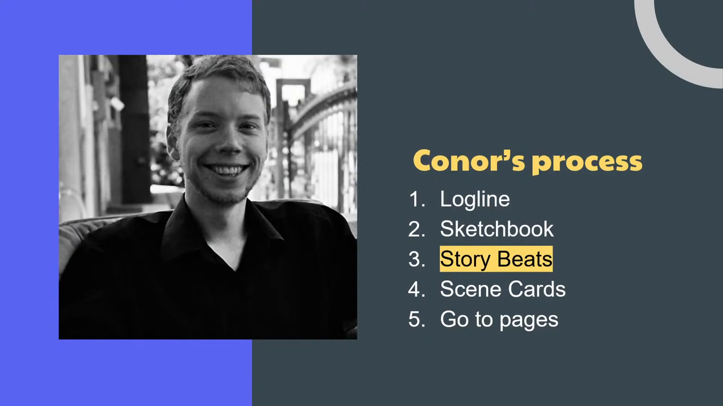So story beats will be organizing the events of the plot. Scene cards come next. That's when you expand that list of story beats into a full paragraph for every scene. And then finally, in 2 weeks, we will go to pages, meaning you actually start writing the pages, formatting, organizing, and staging those scenes, and writing all the dialogue. You don't actually need to even download screenwriting software before we go to pages in step 5. Any questions on this process before we move on?